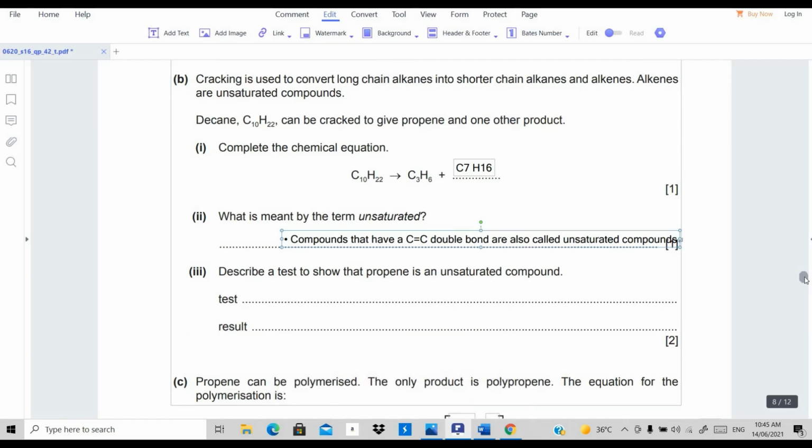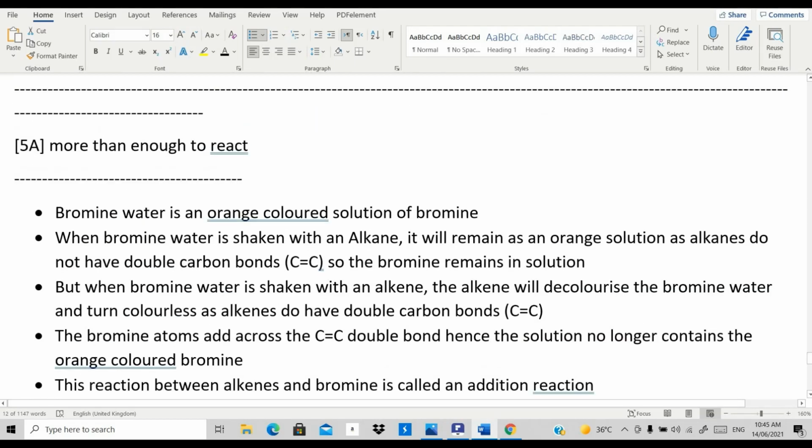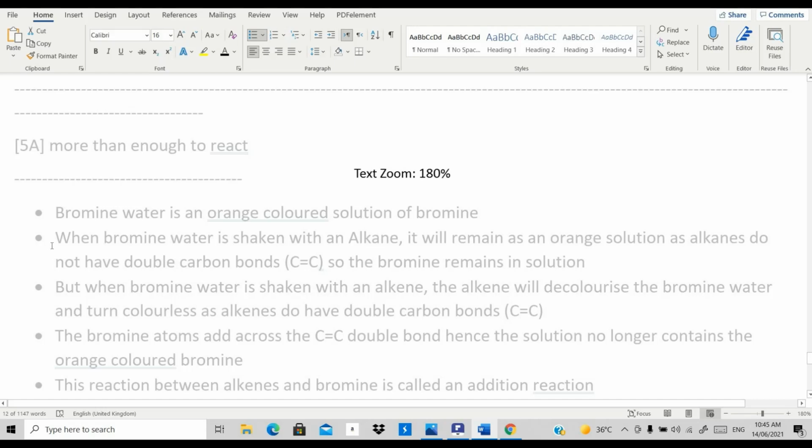Describe a test to show that propene is an unsaturated compound. Now I will give you a detailed test for this, then I will tell you which answer you need to write. You can see this above part. I just highlighted it so you are familiar with the steps.